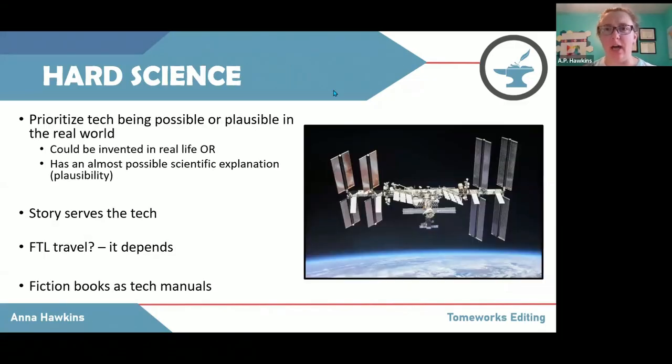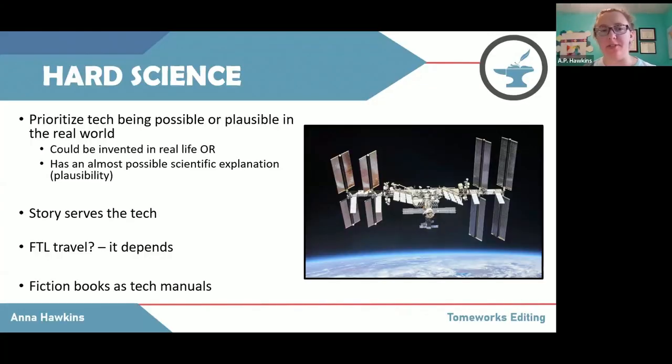So hard science fiction, like I said, these stories tend to, not always, prioritize tech that is possible or plausible in the real world, which I've already described a few times. And these stories tend to serve the technology, where the technology is a main focus or a main theme of the story. And everything is written around this idea that the technology is possible.